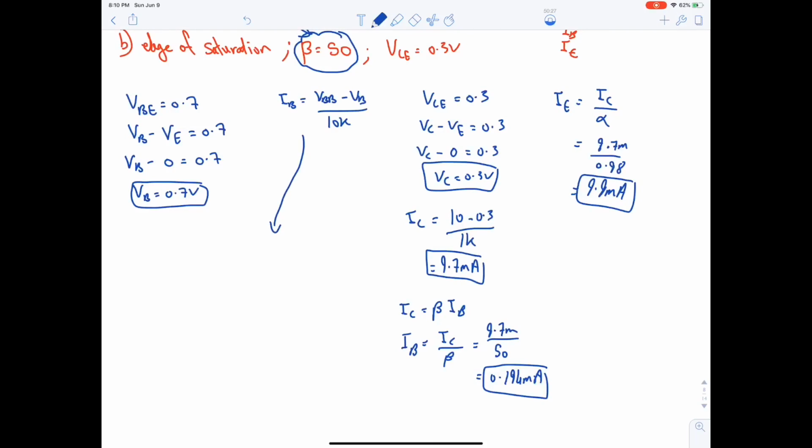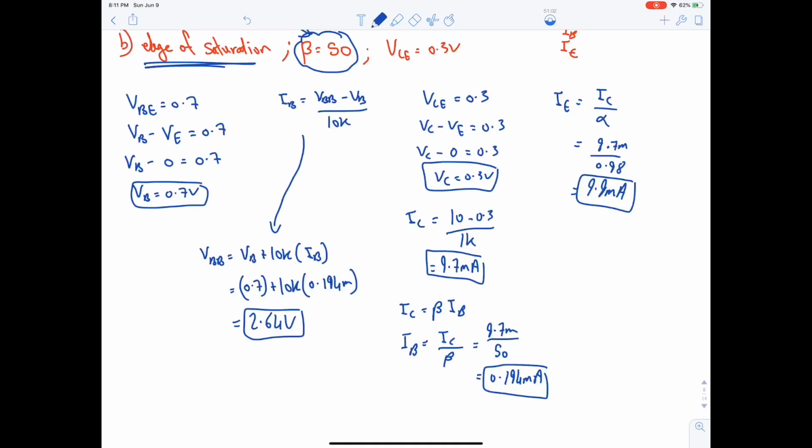Great, let's find VBB. VBB is equal to VB plus 10K IB. VB is equal to what? 0.7 plus 10K IB. What is IB? 0.194 milli. So VBB is equal to 2.64 volt. Okay, no need to check because we were given the mode of operation. Great.